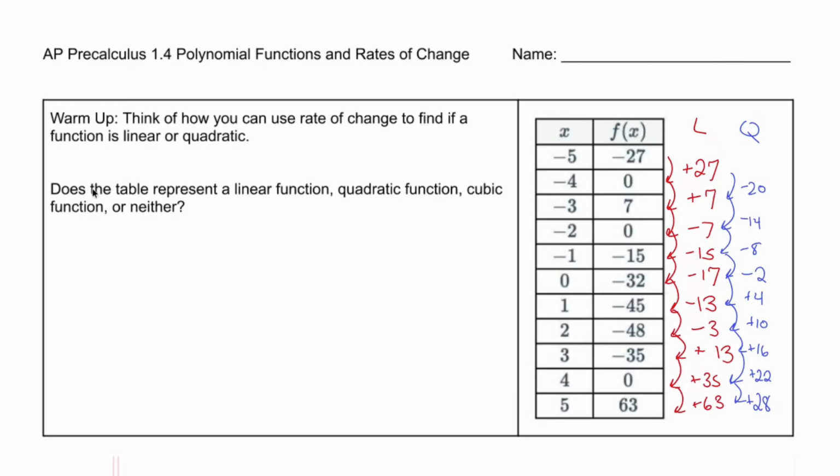So what are we supposed to do here? Does the table represent a linear function, quadratic function, or a cubic function? I have a feeling I know what's going to happen. If I take it one step further and do rates of change of rates of change of rates of change, I'll probably get something that's cubic. So what do you do here? You add 6, add 6, add 6, and so on.